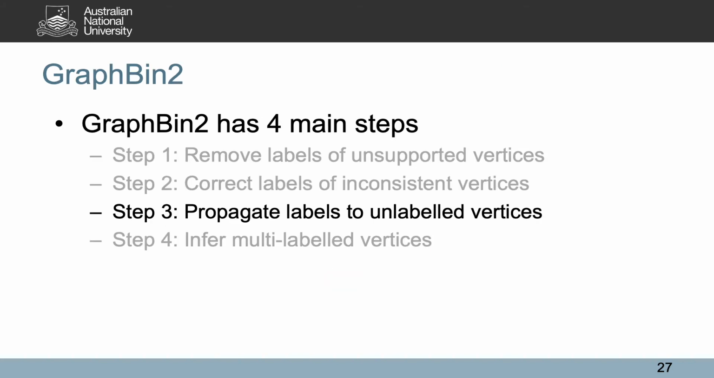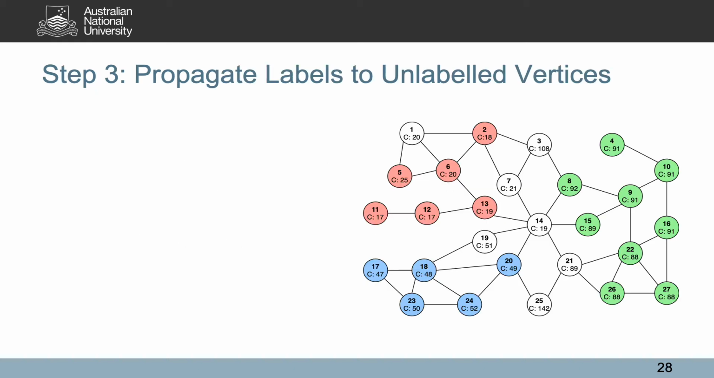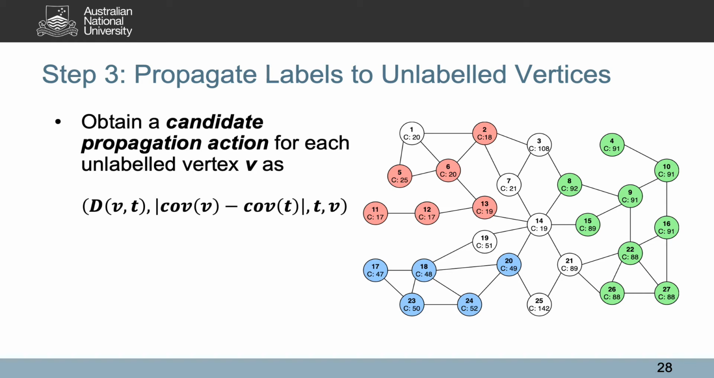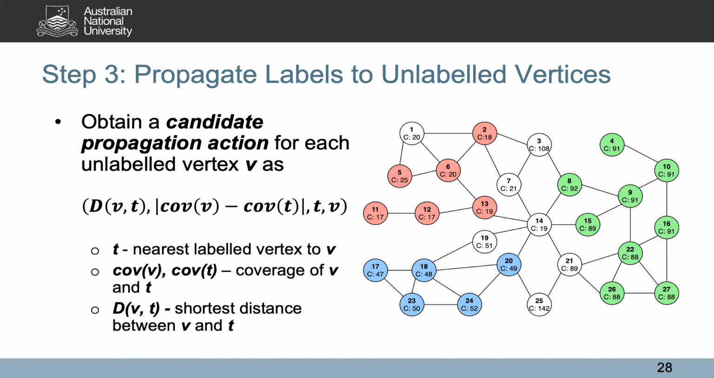In the third step, we propagate the labels to unlabeled vertices. Unlabeled vertices can get labels from their neighbors. We have to push the labels of labeled vertices and propagate towards the unlabeled vertices. To order the label propagation process, we obtain a set of candidate propagation actions for each unlabeled vertex. A candidate propagation action for a vertex V is defined as shown. Here T is the nearest labeled vertex and we have the distance and the coverage difference between the two vertices.